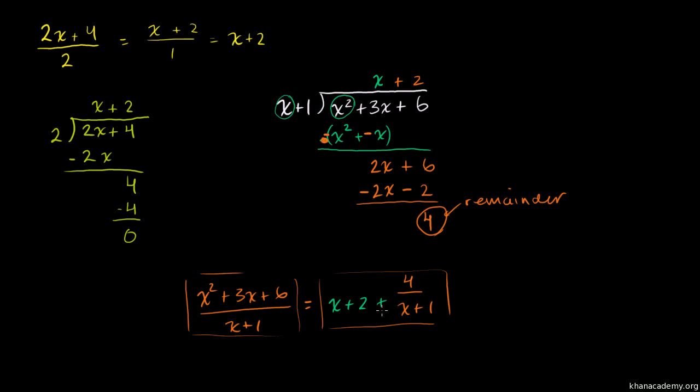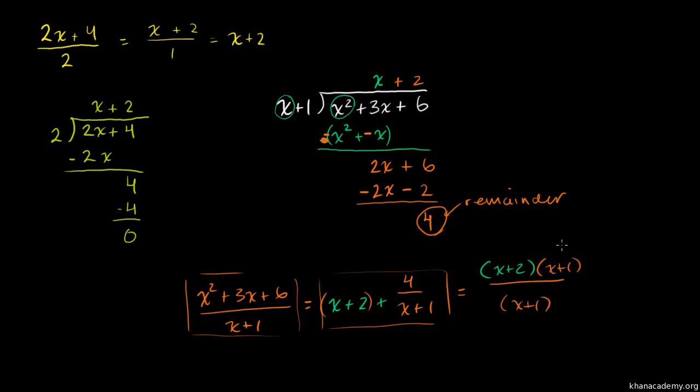And if you wanted to check that, if you wanted to go from this back to that, what you could do is multiply this by x plus 1 over x plus 1 and then add the two. So this is the same thing as x plus 2. And I'm just going to multiply that times x plus 1 over x plus 1, right?